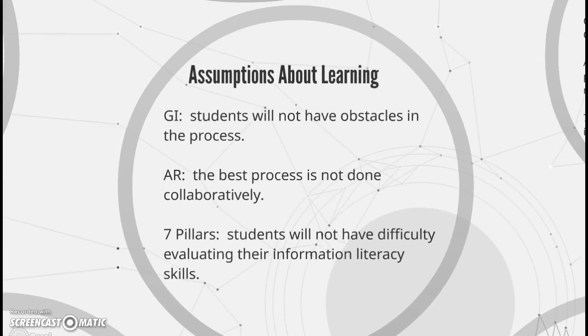Some assumptions about guided inquiry are that it is a clear-cut process and students will not have difficulty. This is simply not true. Students should be expected to have some obstacles within the process, especially if they have never been exposed to the guided inquiry process before. For action research, collaboration is an important aspect. Collaboration is almost always the best process. In the seven pillars model, students reflect on new skills acquired during the research process. This may be initially a difficult task, especially if students have never been asked to reflect on their skills before.